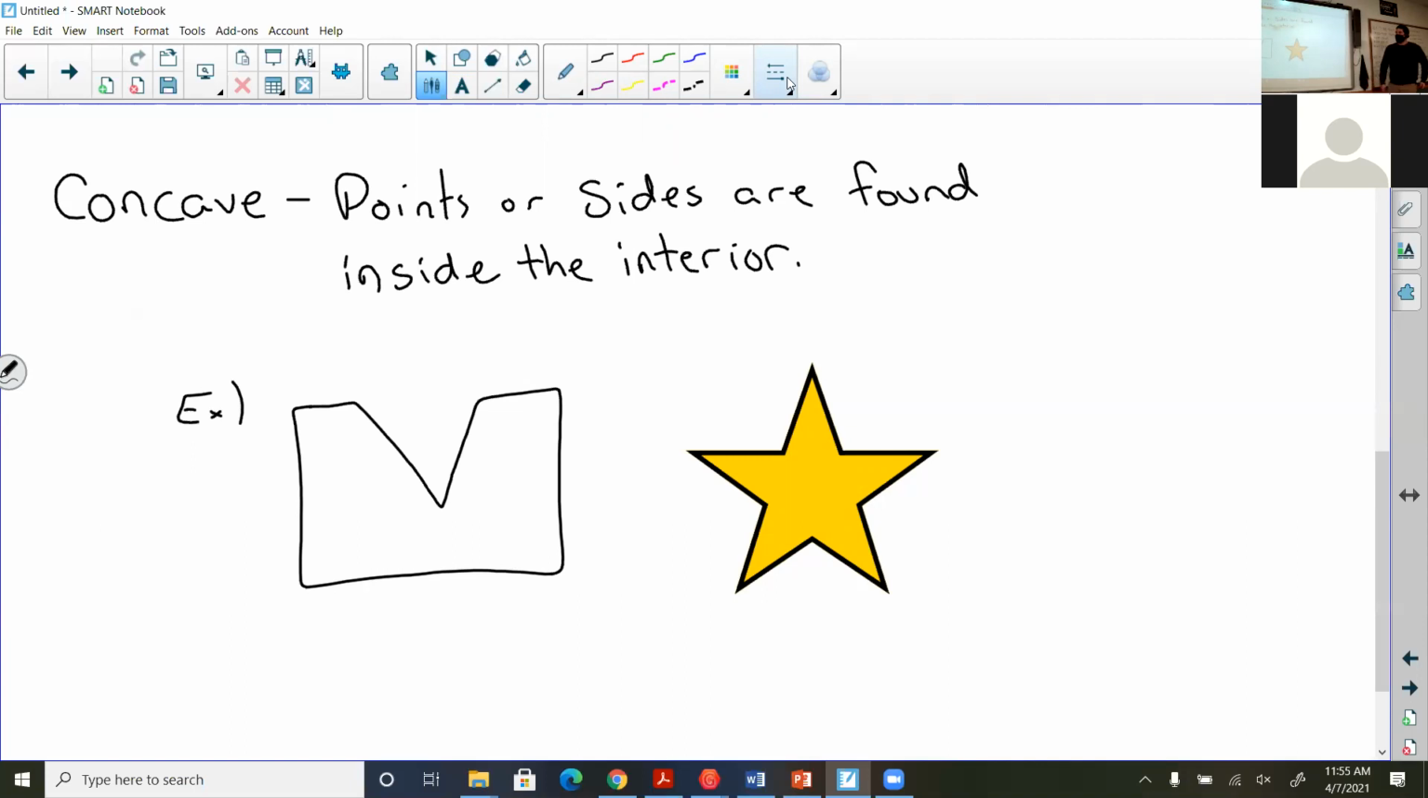Now with the star, you might want to argue that it's convex because the 5 points are all on the outside. But what would make it concave are going to be these points right here. And because we have those points, we've now formed new angles. Now we have angles right here and here, as well as up there. So this star has not only 10 sides, but it's going to have 1, 2, 3, 4, 5, 6, 7, 8, 9, 10 angles as well.